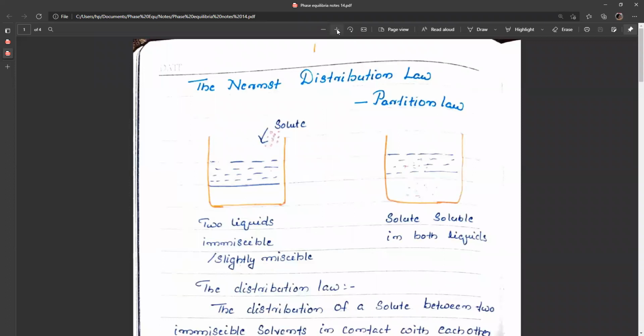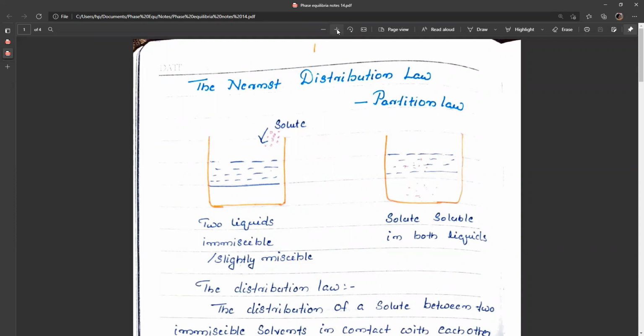Morning. Today our topic is the Nernst distribution law, the last topic in phase equilibria, that is the Nernst distribution law or partition law. Here we are discussing two immiscible liquids which are in contact with each other.